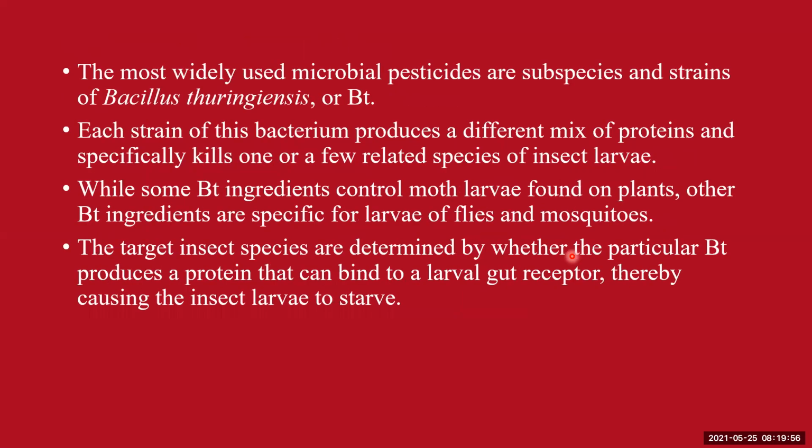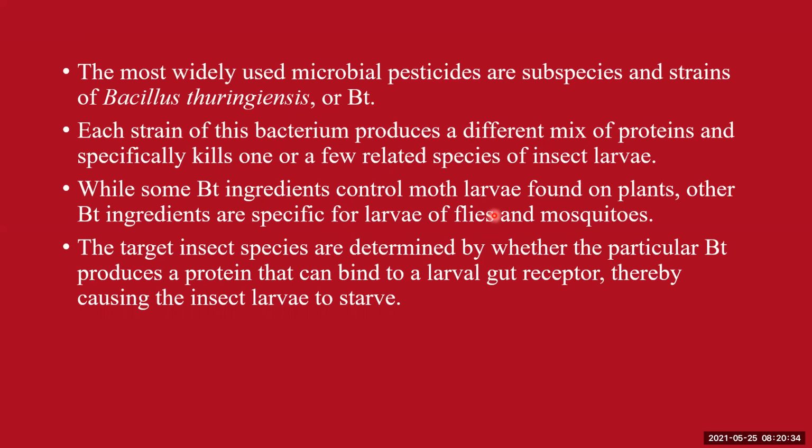The most widely used microbial biopesticides are the subspecies and strains of Bacillus thuringiensis, or BT. Various strains of Bacillus thuringiensis, in short called BT, are used to control the insect pests that damage the crop. The specific ones being the Lepidopteran larvae, the cotton bollworm, the cotton budworm. All these can be controlled by using Bacillus thuringiensis.